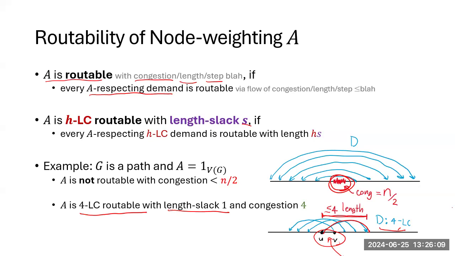So the path is not really good, not really routable when you talk about long demand, but when you have a length constraint on the demand, then it becomes good, just like what Bernard has said in his talk. Okay, so the congestion here is still going to be at most 4.